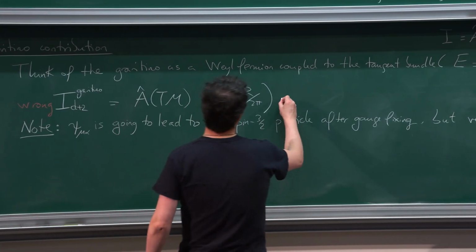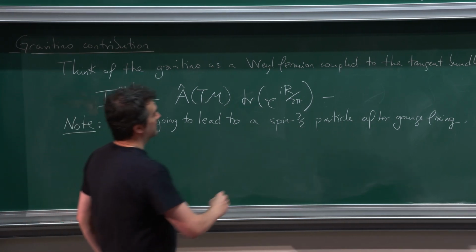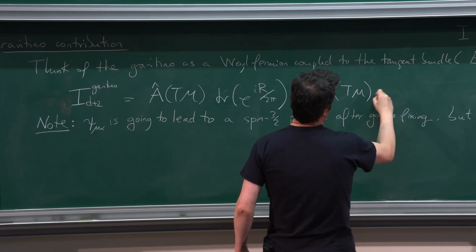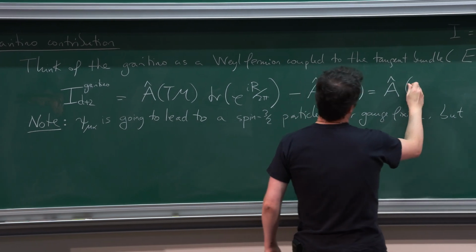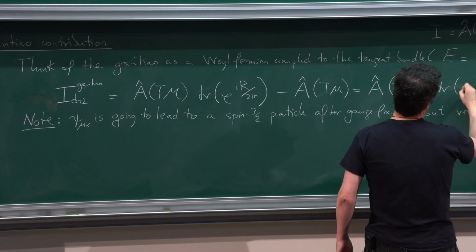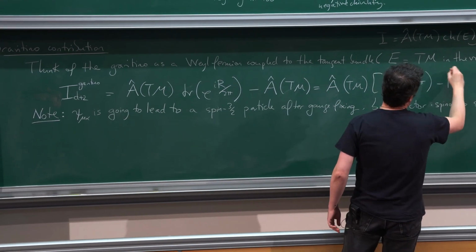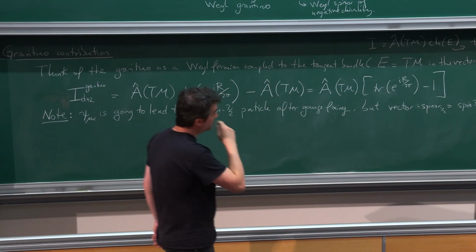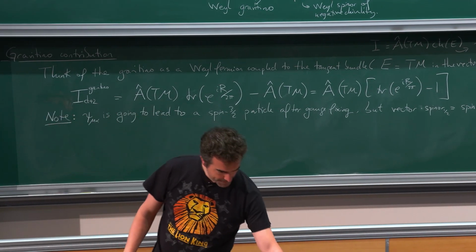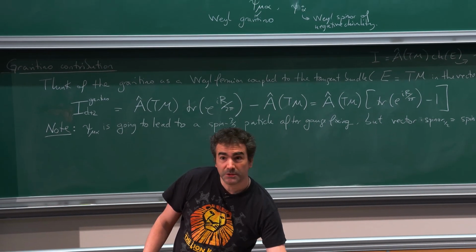So we know what that is. Now this is the right formula. I subtract the contribution from a single fermion, which is typically written as Â times the trace of e to the R divided by 2π, minus 1. Okay, so that's the anomaly of gravitino now. Any questions?